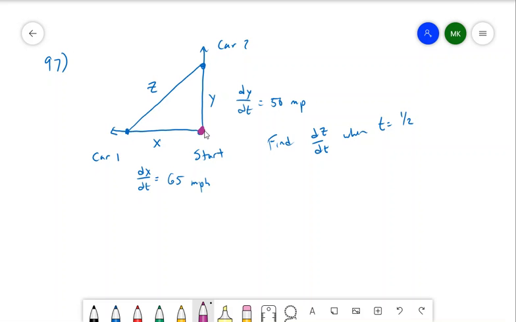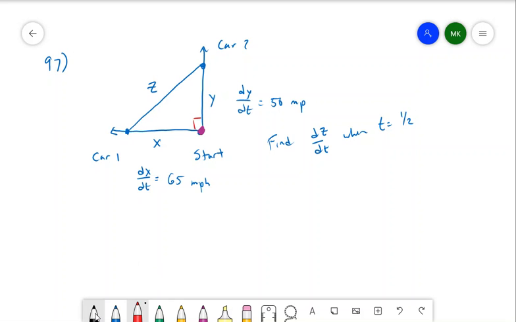Now, the question said, how fast is the distance between the two cars changing? So I added that third line, z, and I said, let's find dz/dt, after a half an hour. So basically when t equals 1/2. This is one where all three of those are changing. Nothing's constant. We did a Pythagorean theorem question earlier where the hypotenuse was constant, so we just put a number in for it. But as those cars are moving, z is changing also, so you can't have a constant there.